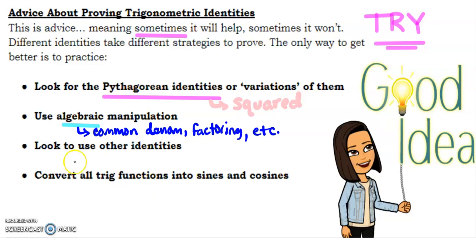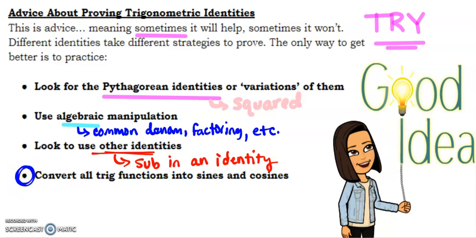And then the big thing is look to use other identities, right? Substitute in an identity. Okay? And then suppose everything else fails. The worst case scenario option is just to convert everything to sine and cosine, because every single trig function can be written in terms of sine and cosine, one way or another.